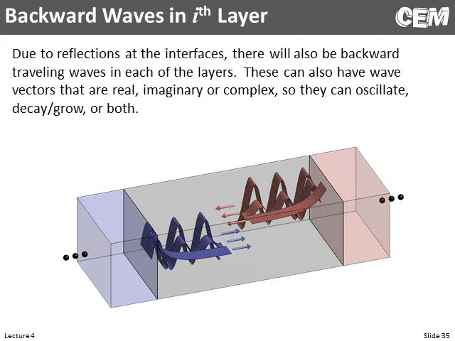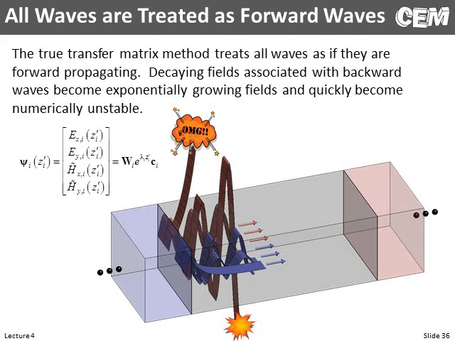Well, we remember our solution contains backward waves. Well, they have the same thing. They can either oscillate, they can either decay, or they can do both. Same thing goes for forward and backwards. Now here's the problem. The transfer matrix method, in terms of the sign convention, treats everything as if it's only propagating forward, right? So if you have a wave that's decaying in the backward direction, but you treat it as going forward, what does it do? It explodes, right? So boom. And so the transfer matrix method is inherently unstable because of that.